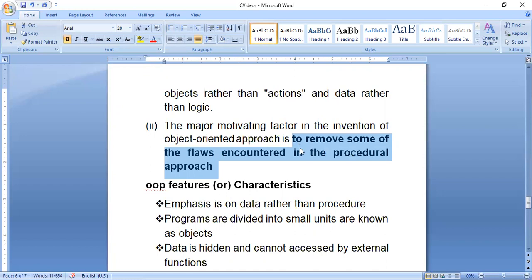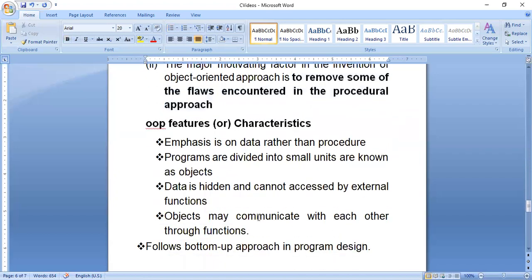OOP features, or characteristics: it concentrates on data rather than procedure. So here first priority is for data, second priority for procedure. Programs are divided into smaller units known as objects. Data is hidden and cannot be accessed by external functions. Objects communicate with each other through functions.